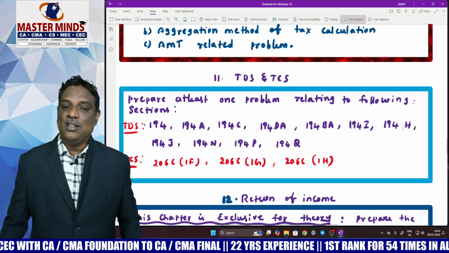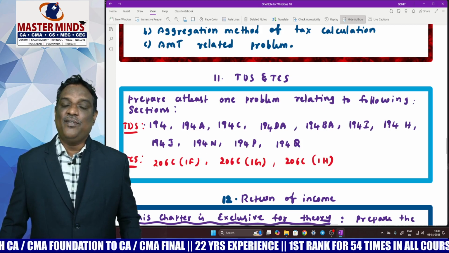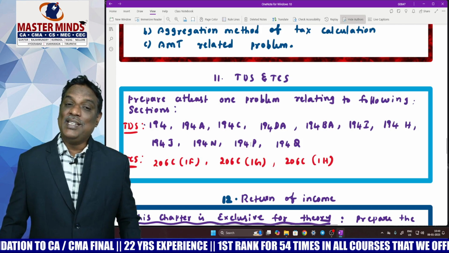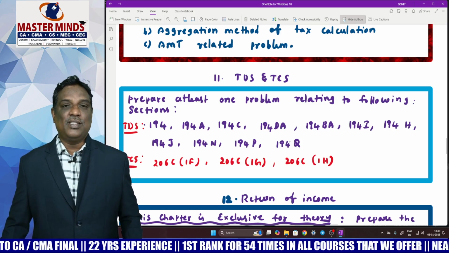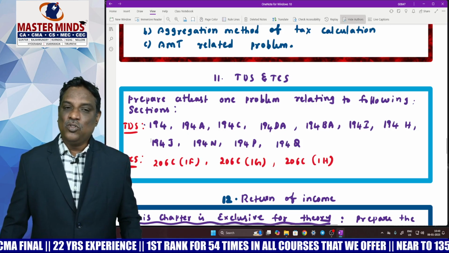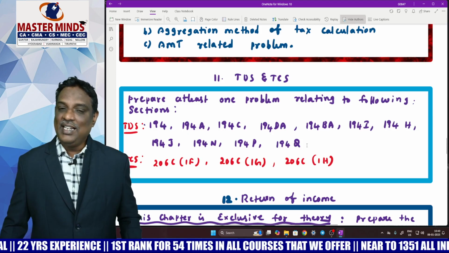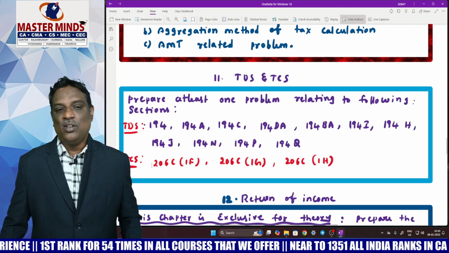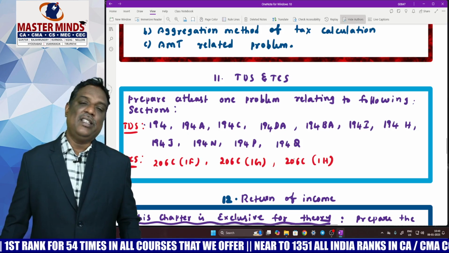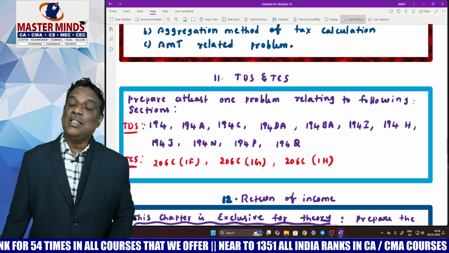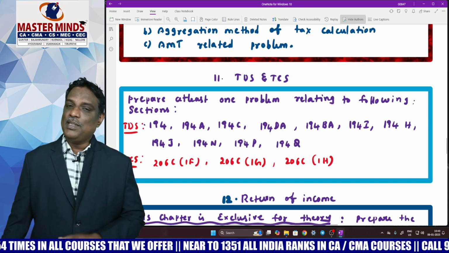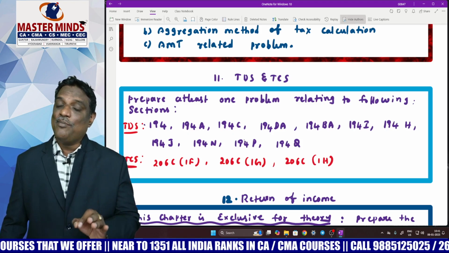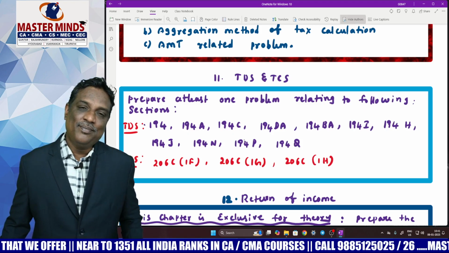194I rent, commission, brokerage, professional and technical fee, non-compete fee, withdrawal of money, specified senior citizen payment, sale of goods, purchase of goods. All these are very important sections in TDS, and the last three sections in TCS, 206C 1F, 1G, 1H. These are very important sections in the TDS and TCS chapter. Compulsorily prepare at least these sections and all CRD problems covered in your material mandatorily.